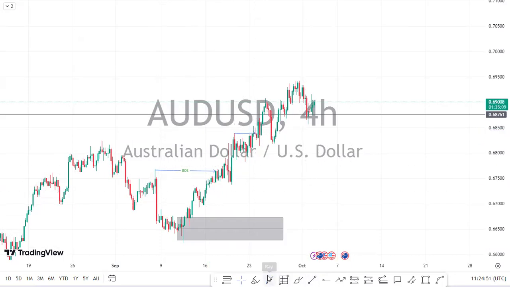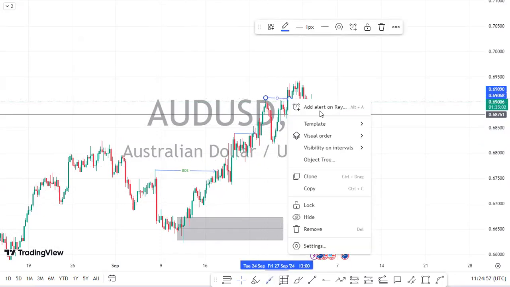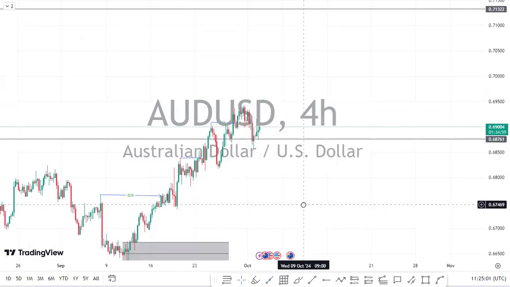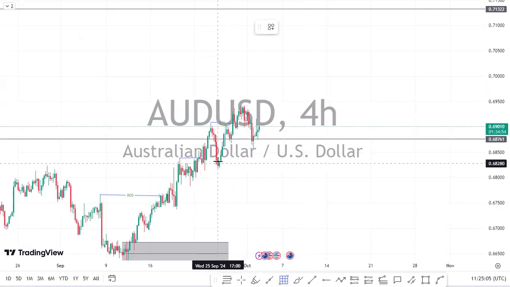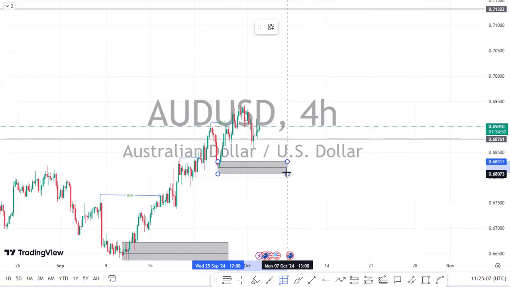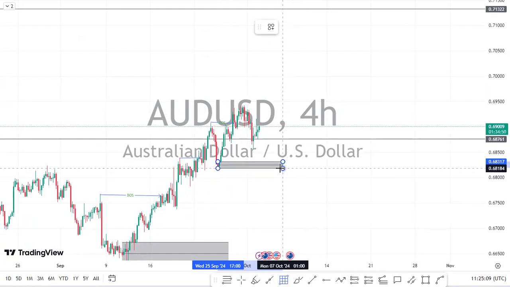Then we have, this is the last one. This is the last break of structure we have here. So we have this break of structure here. Now, where's the origin that caused this break of structure? It is this one. So this is the origin. Price has failed to mitigate the origin. So let's leave it that way.